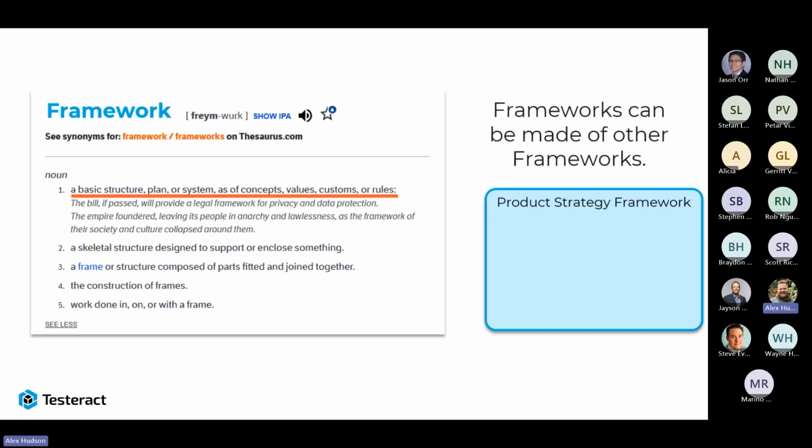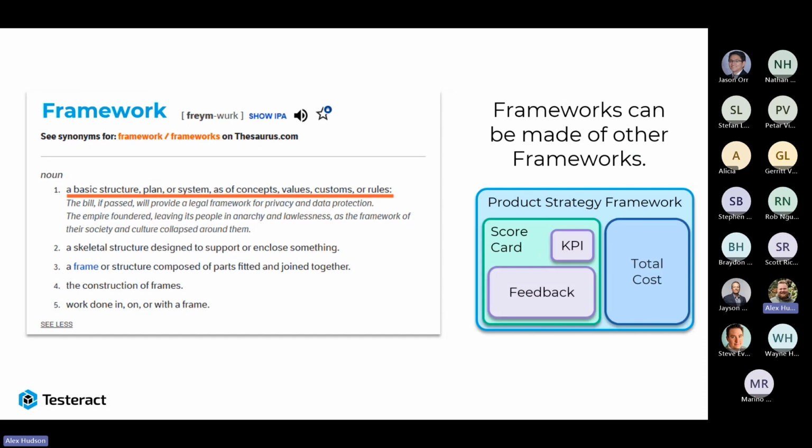So it's also really important to know that frameworks can be made up of other frameworks. There are frameworks for everything, right? There's SMART goals. SMART goals is a framework. So you might have a product strategy framework that has a scorecard that has to do with KPI and a feedback form that are each their own frameworks, and you have total cost. You should build your framework off of existing good ideas or add new existing good ideas.